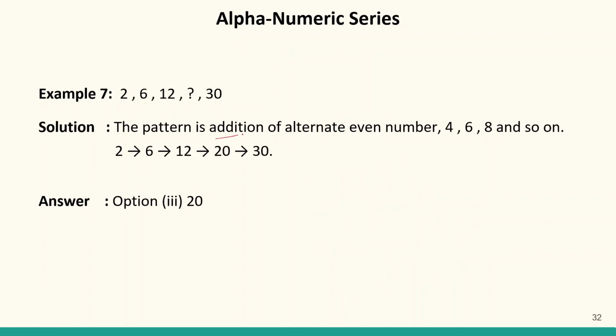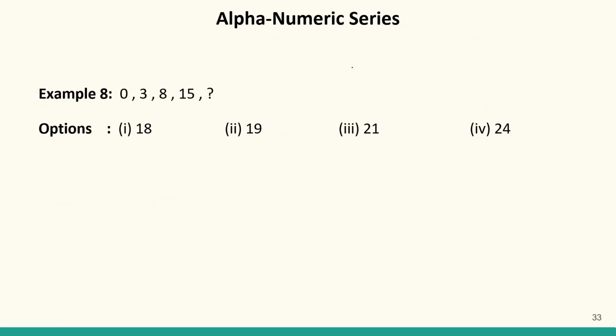So there is an addition of alternate even numbers, right? 4, then 6, then 8, then 10, and so on. Now this one, I can say 0 plus 3 will give us 3. I can say 3 plus 5 will give us 8. I can say 8 plus 7 will give me 15.